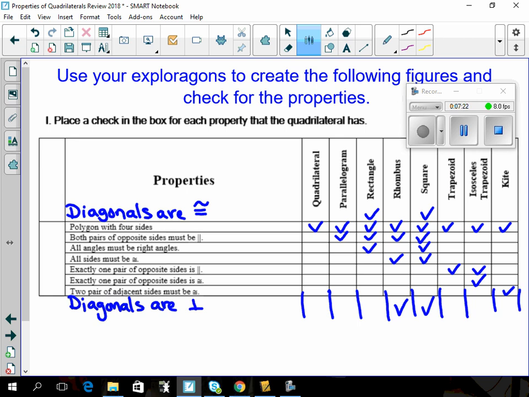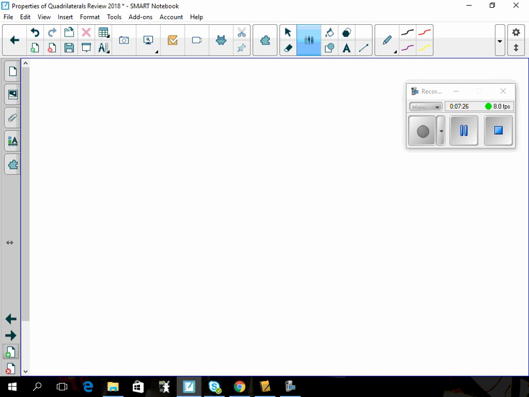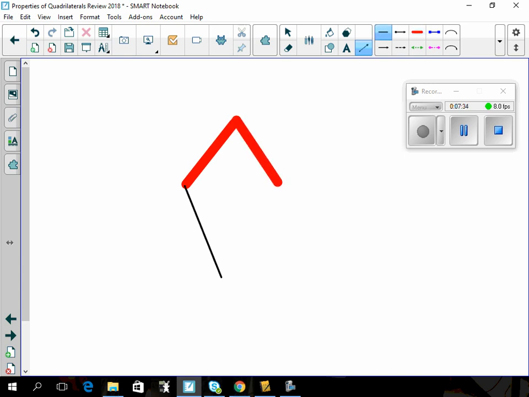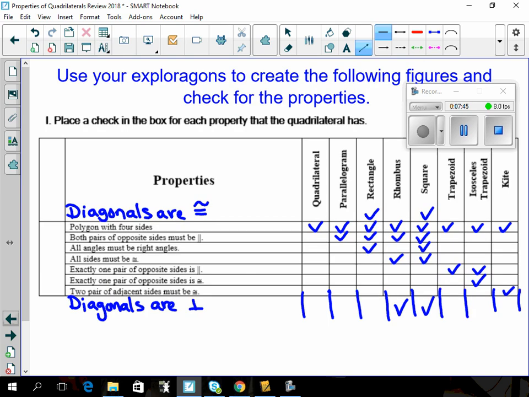Well, if we draw a kite, we don't have any opposite sides doing much of anything. Let me show you what I mean. If I'm going to draw a kite, we have two sides on one that are the same, and then we have two sides down here that are the same. Do you agree? That's a kite. What else? So we have it checked already. We have down here on kite that two pairs of adjacent, which just means they're touching, sides are congruent.